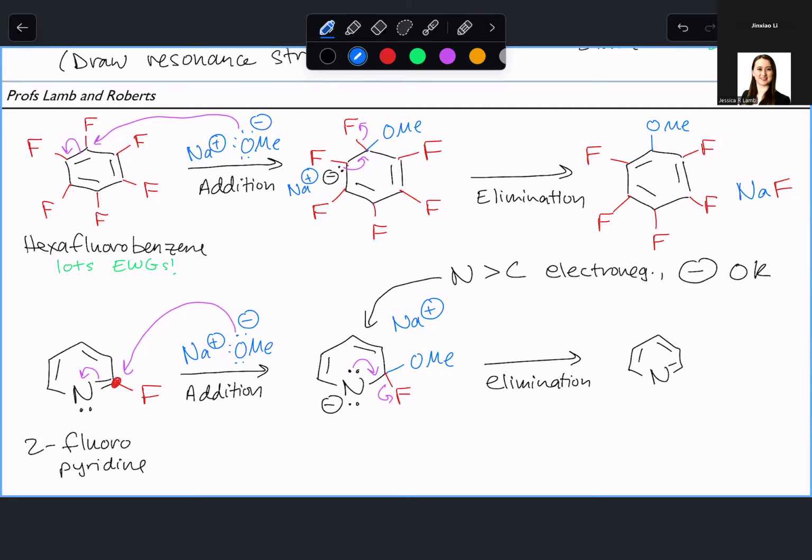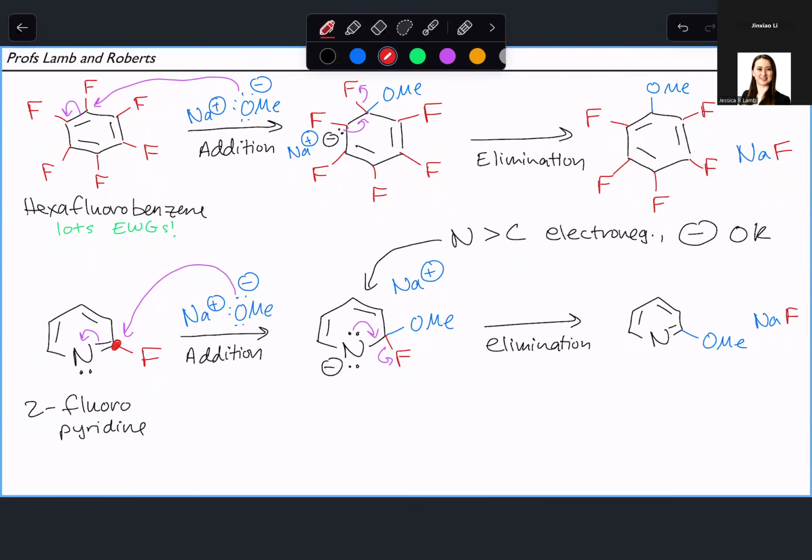So the overall reaction is the same. We have replaced our leaving group with our nucleophile. We have generated our sodium fluoride. It's just pyridine now, doesn't need an additional electron withdrawing group. Okay, so this is where the fluorine is in the 2 position. This also works if the fluorine is in the 4 position.